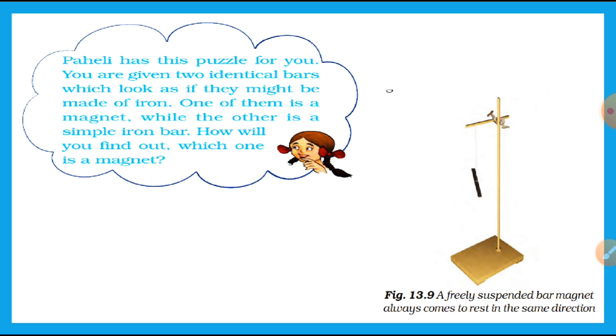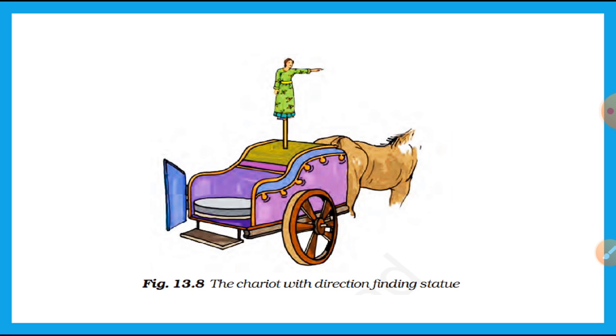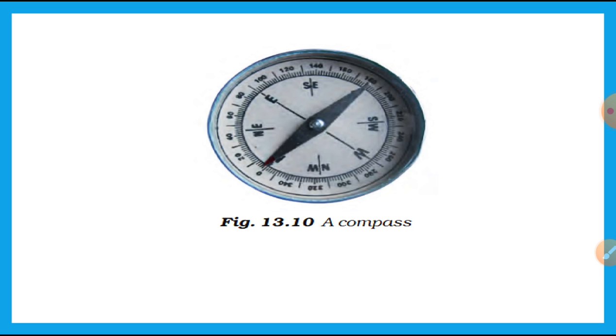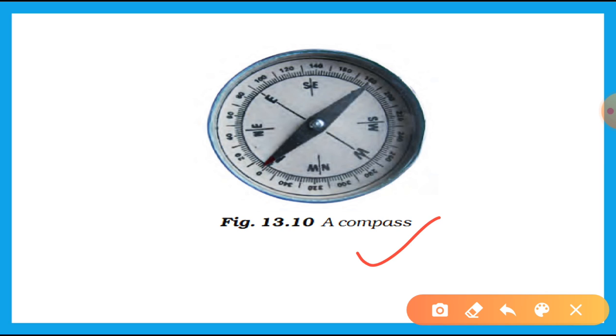So students, we will learn one more property about magnets. Look, I have told you that in ancient times, travelers used to find direction with the help of a natural magnet. They simply tied a thread and suspended the magnet and found their direction. Later on, a device was developed based on this property of magnets. It is known as a compass. Here you can see the image of a compass.